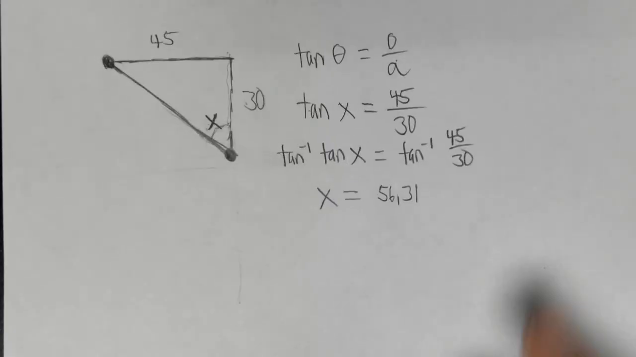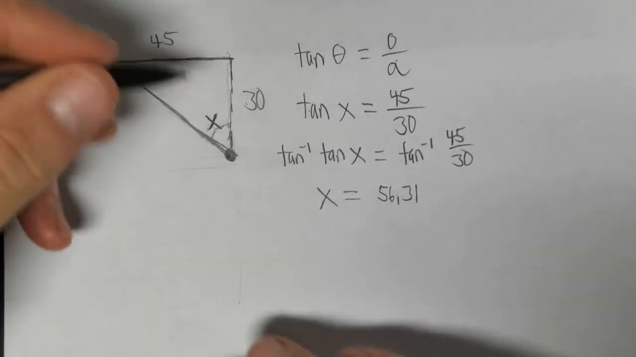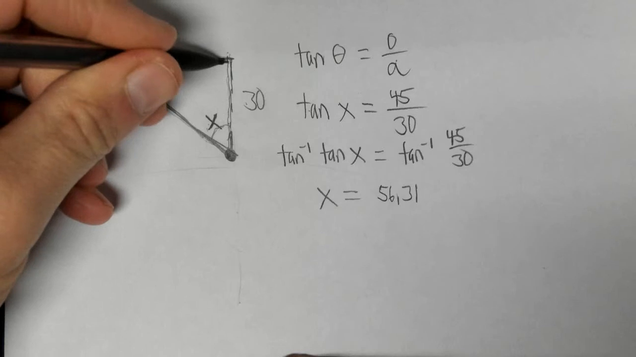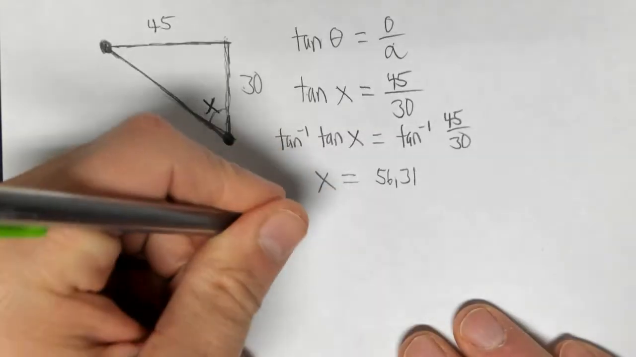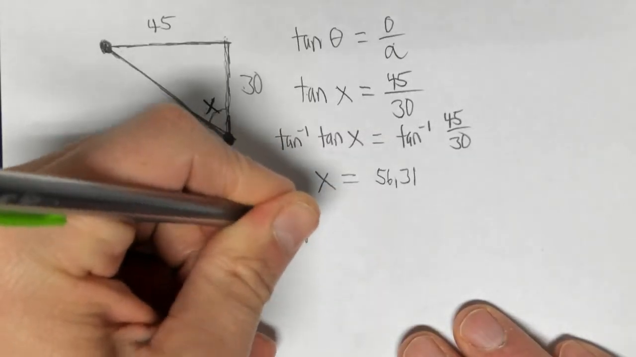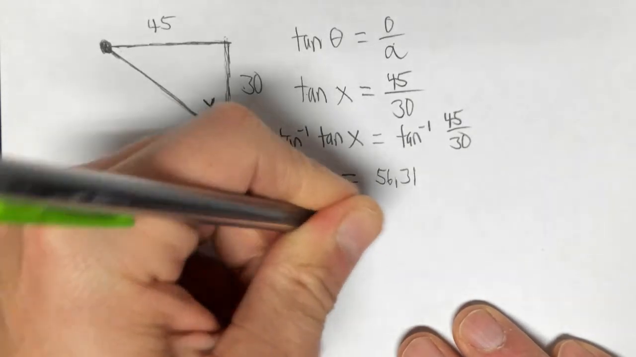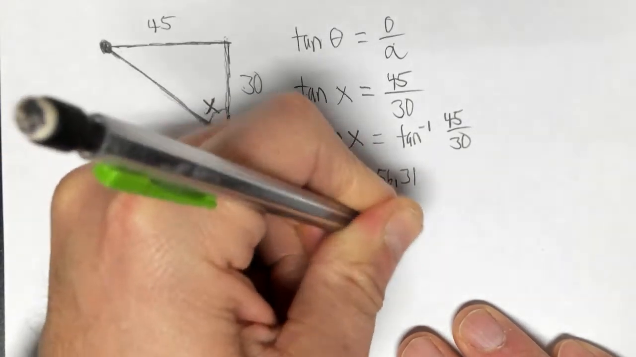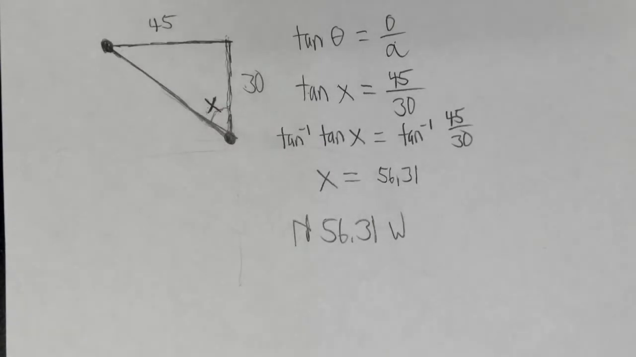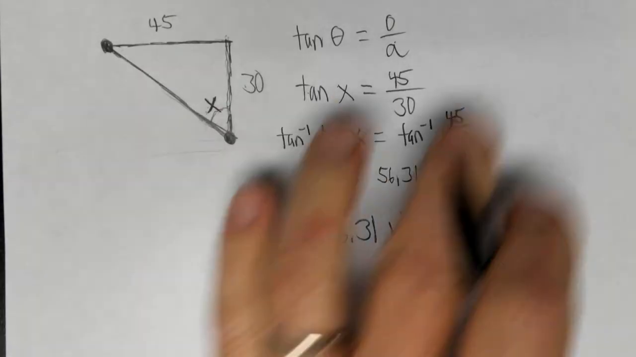Now the question is, how do I complete this and write it as a bearing? All right, so in order to finish the bearing, remember, the reference direction of this bearing is going to be north. So the full answer would be north 56.31 west. So that's your full bearing.